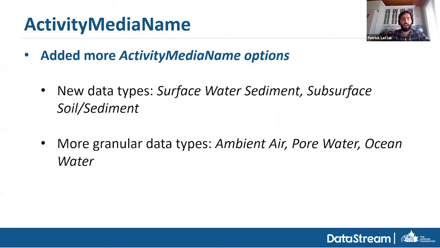We also added pore water. So this is for anybody who's doing some kind of soil sampling, taking the water out of a soil core and measuring that. You can now add that data. And finally, ocean water. Being on the East Coast in the Atlantic DataStream, we saw a lot of groups are dealing not only with fresh water, but also salt water or marine environments. So we added ocean water so these groups could add their data as well.